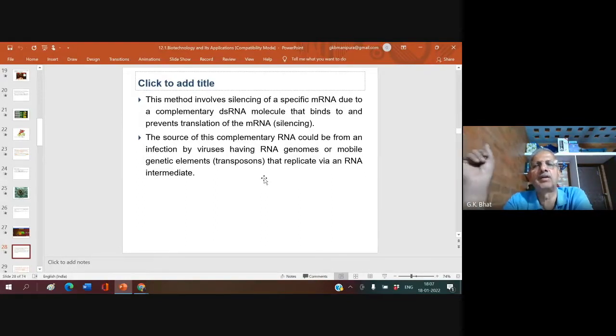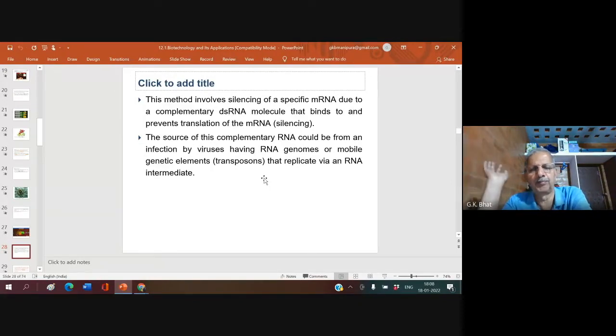So now this mRNA is silenced. This method involves silencing of a specific mRNA due to a complementary double-stranded RNA molecule that binds to and prevents the translation of the mRNA. The formation of mRNA from DNA is known as transcription. mRNA leaving the cell nucleus and going to the cytoplasm, resulting in attraction of the relevant tRNA bringing amino acids, pooling them together and forming the relevant protein, is translation. So this method involves silencing of a specific mRNA due to a complementary double-stranded RNA molecule that binds to and prevents the translation of the mRNA.